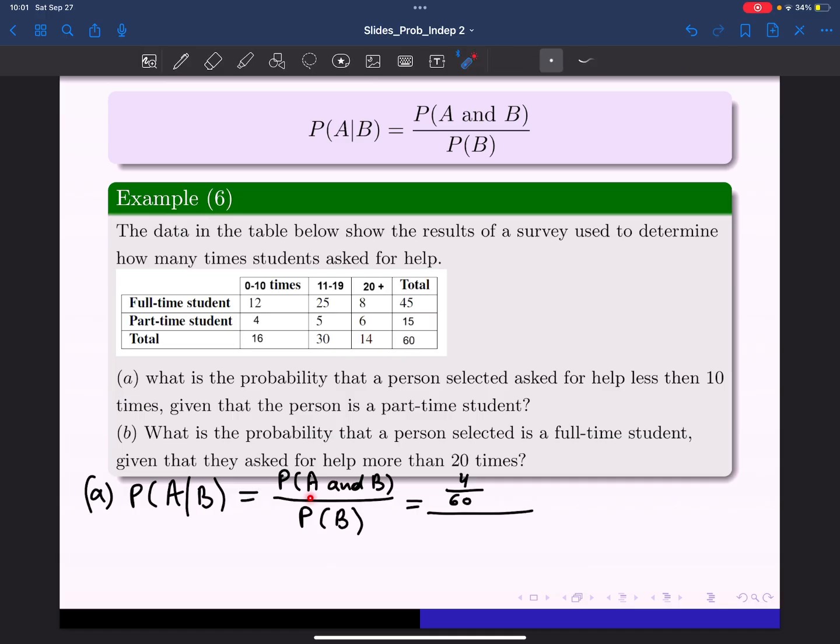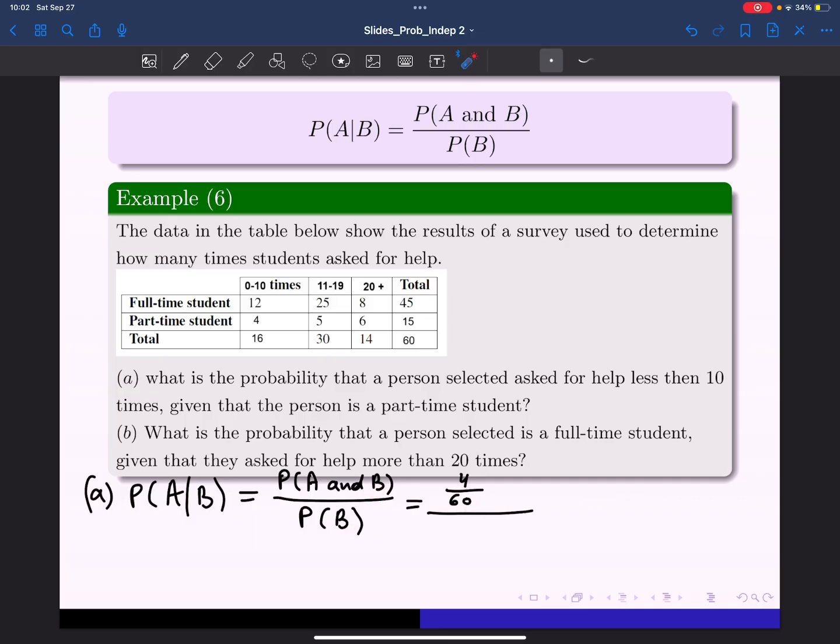So my A is asked less than 10 times, and my B is part-time student. So we have part-time students who ask less than 10 times. So it's 4 out of the total number of students. So this is my probability.